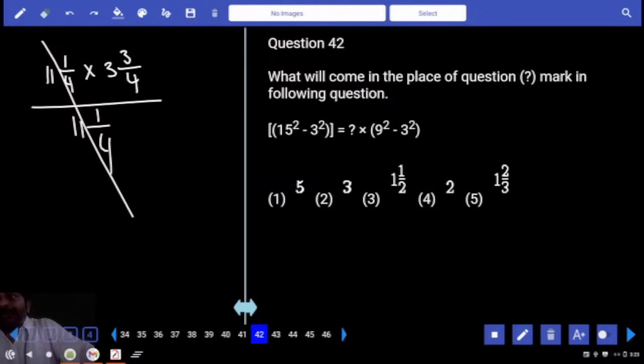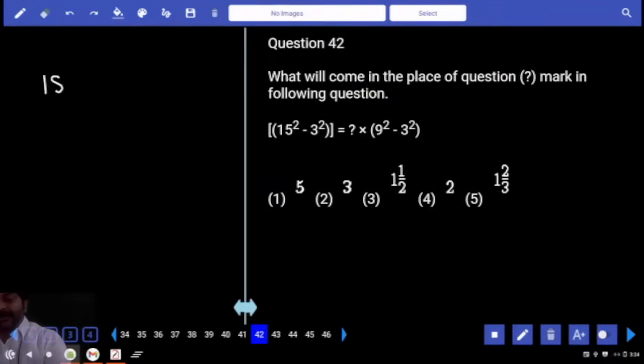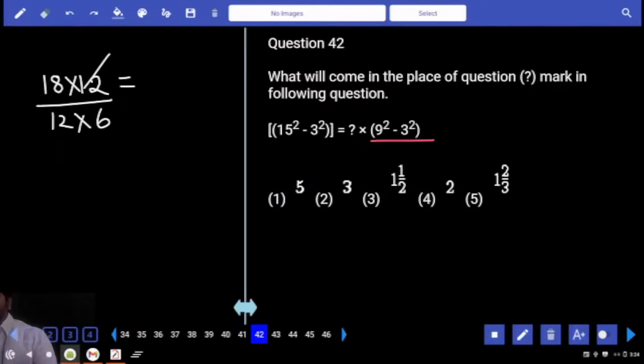Left hand side again, a plus b into a minus b. A plus b, a minus b is equal to x into, again, a square minus b square. That value comes to the left hand side denominator only. A plus b, a minus b. Answer: second option.